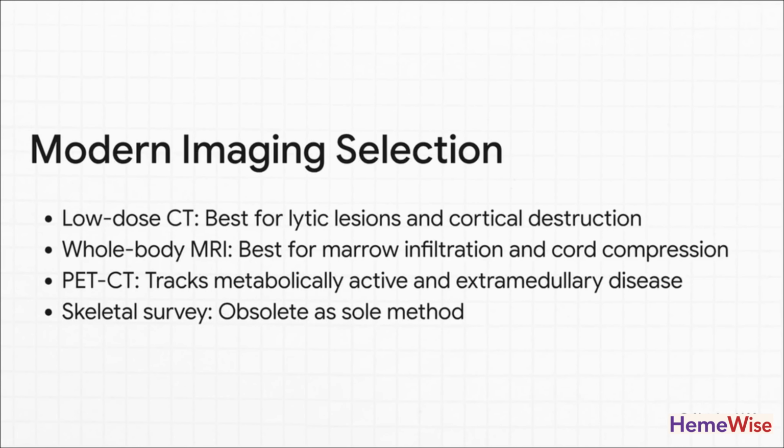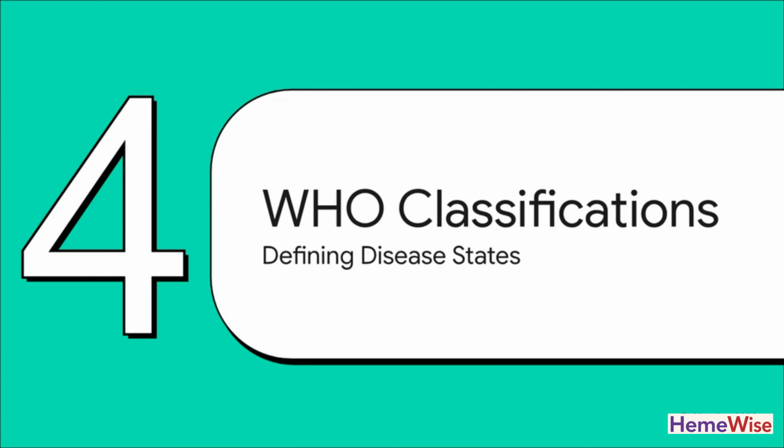When it comes to imaging, the traditional skeletal survey is totally obsolete as a sole method today. Sensitive whole-body imaging is completely mandatory. We rely on low-dose CT for cortical destruction, whole-body MRI to spot marrow infiltration, and PET-CT to track metabolically active extramedullary disease. Which brings us to Section 4, the WHO plasma cell classifications.